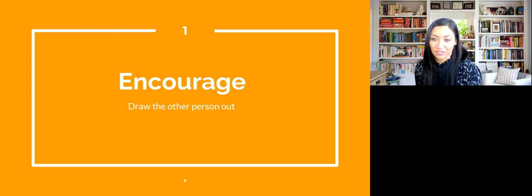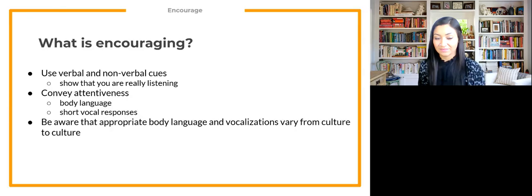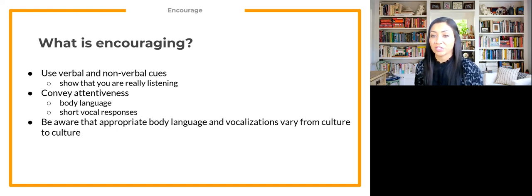The first step is encourage. Here you want to draw the other person out and get them talking. What is encouraging? It is using verbal and nonverbal cues to show that you are really listening. You can use short verbal affirmations such as, I see, I understand, or I am sorry you're dealing with this. You can also nod to show that you understand, smile to encourage the other person to continue, but try to avoid using distracting movements. All of these verbal and nonverbal cues convey attentiveness.